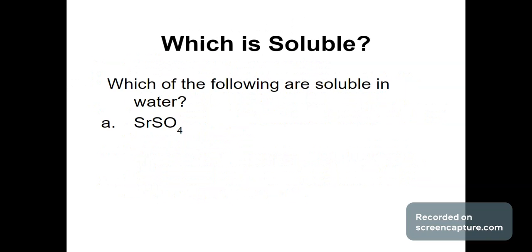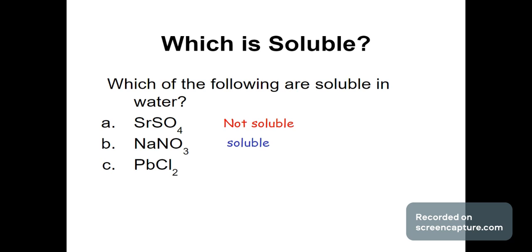Let's look at a few. So we have SrSO4, strontium sulfate, and that next one is sodium sulfide, and lead chloride. Let's see. The first one's not soluble. The second one is soluble, and the last one is not soluble. So if I look at the rules that we used previously, you will actually be able to see how they came together.